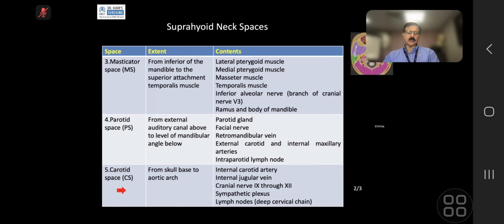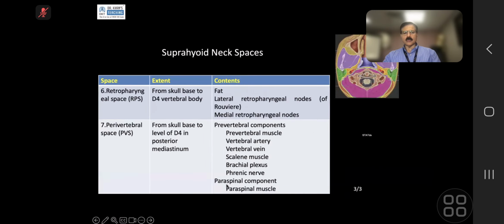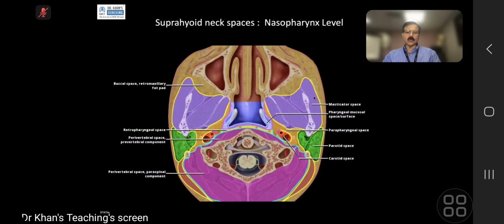Something which goes into the carotid space can go into the mediastinum. It's common sense. The contents are internal carotid artery, internal jugular vein, cranial nerves, correction, 9, 10, 11, 12, sympathetic plexus, deep cervical lymph nodes. So all of these are the contents of it.